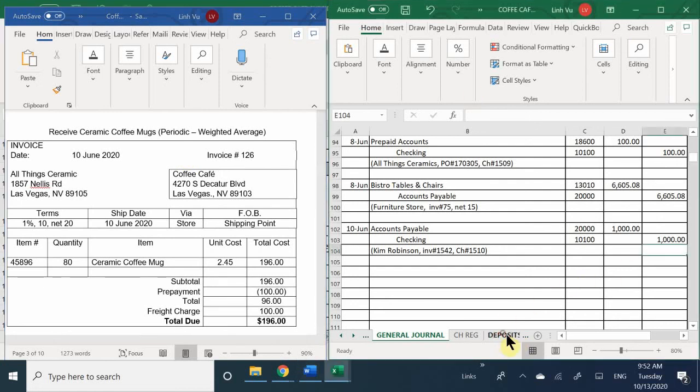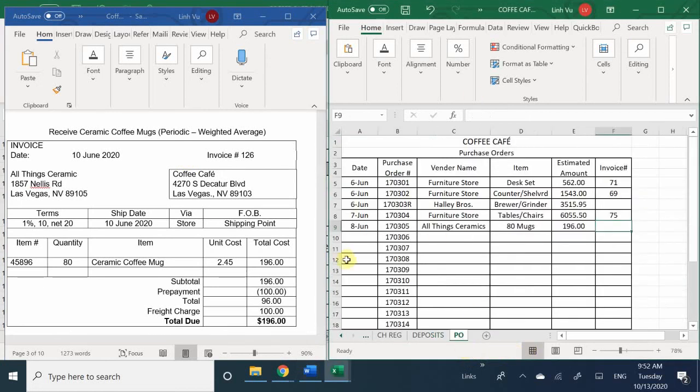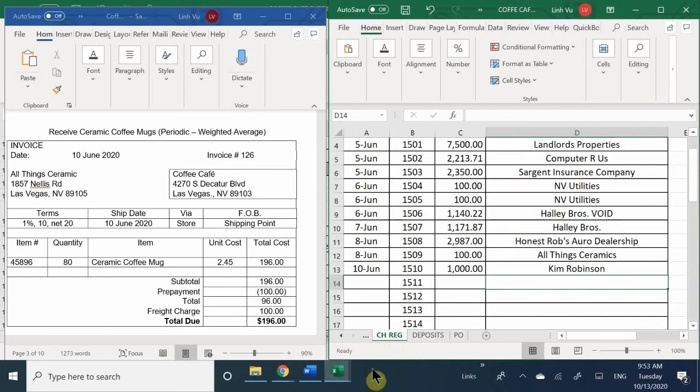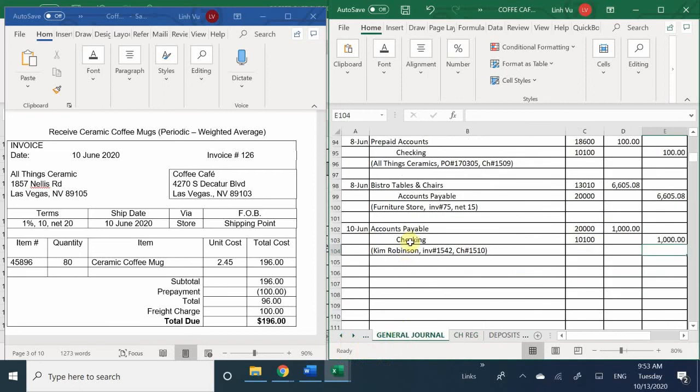So I'm going to go to my purchase orders. And I'm going to recognize that I received these items on June 10. Oh, not making a purchase order. I'm sorry. Let's look at when our coffee mugs was. Here, we made the purchase order on June 8th, and we received it. And it was invoice number 126. Now, we can go ahead and properly journalize our entry.